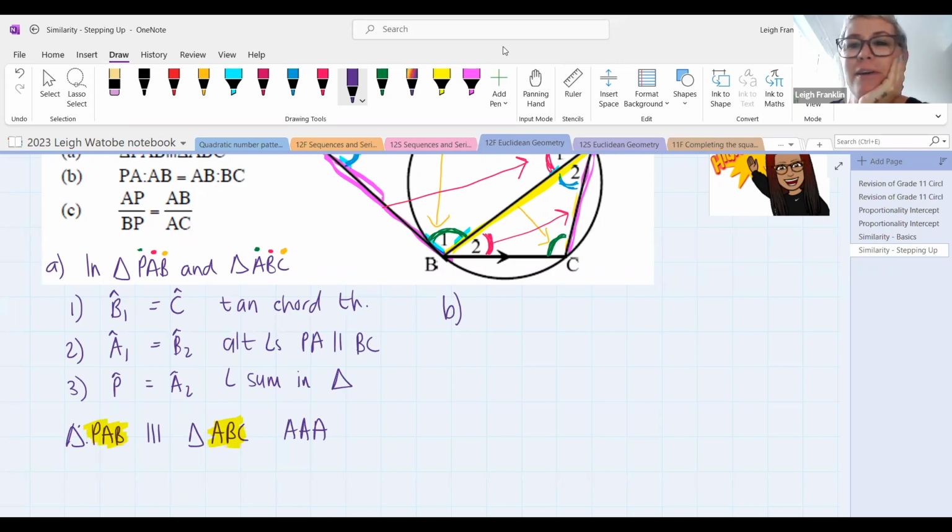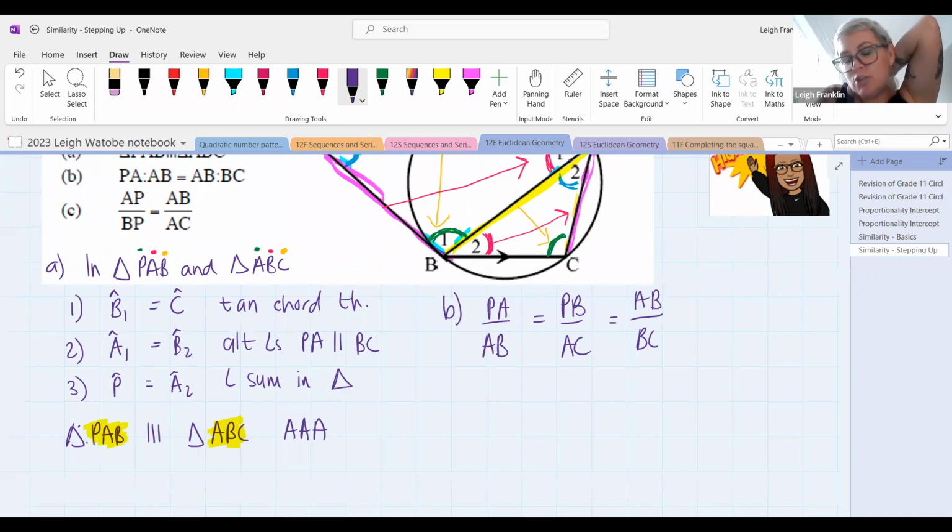Yes, Omaholo. Nompumelello's put it into the chat, but go for it, Omaholo. PA over AB is equal to PB over AC is equal to AB over BC. Oh, you clever girl. That's wonderful. Well done. It doesn't matter that you changed the order there.